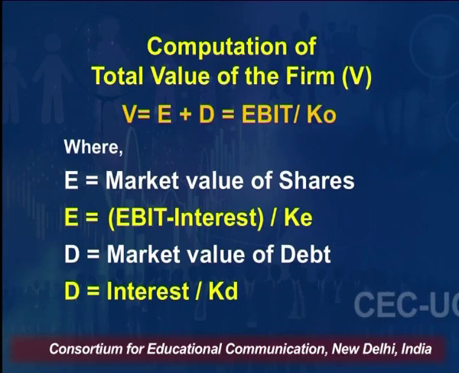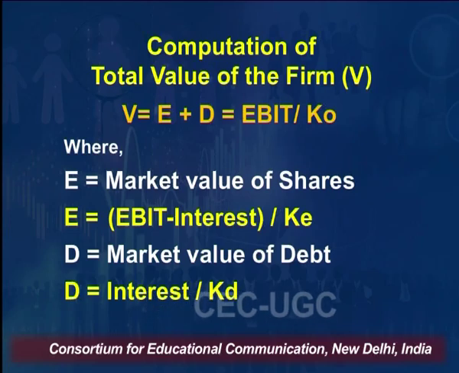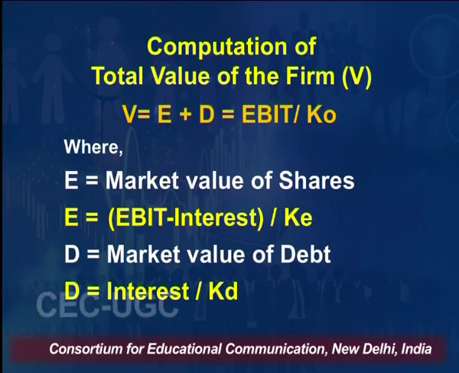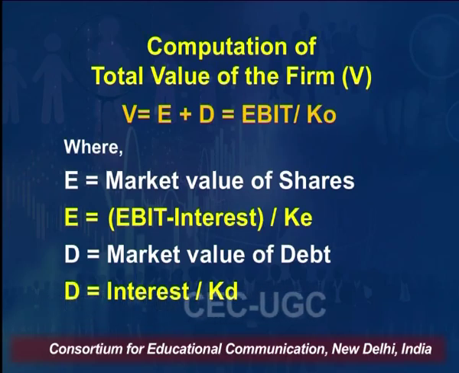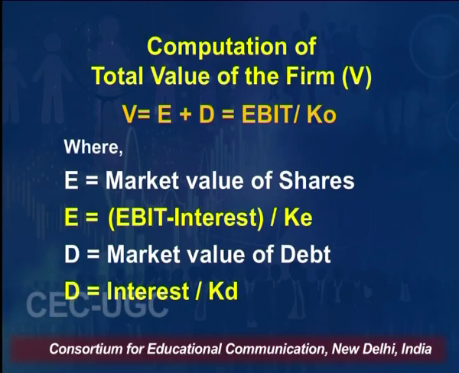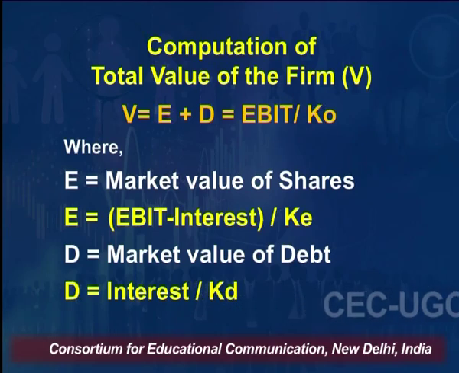by KE. So from EBIT, earnings before interest and tax, we subtract whatever interest we need to pay for using the debt. Whatever amount is left, we divide by the cost of equity, so that we get to know the value of equity in the capital structure. Similarly, we calculate the value of debt by dividing interest by cost of debt, that is KD. This is something we have discussed in the topic of cost of capital.